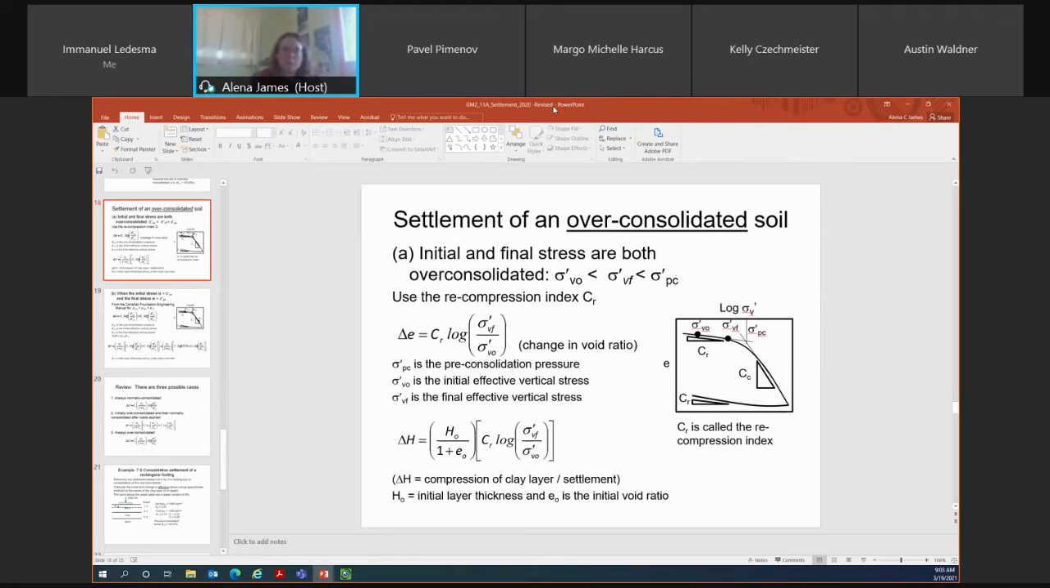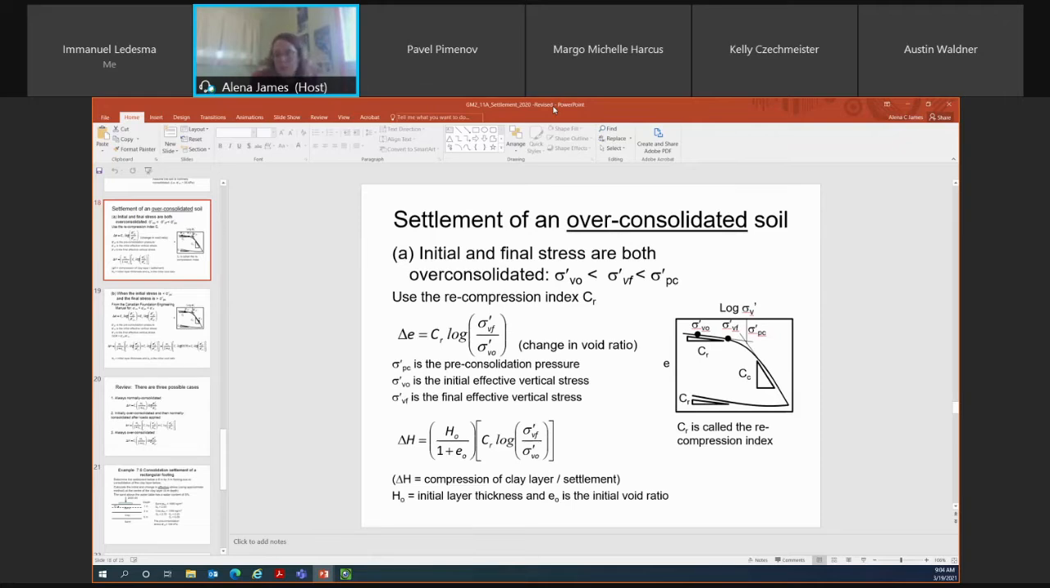That being said, settlement for a normally consolidated material is always much, much larger than it is for an over-consolidated material. And that's because your CC and your CR values are very different. Your CC value is the slope of the steep portion of your consolidation curve. So your CC value is always much greater than your CR value. Therefore, the settlement associated with the normally consolidated material is always much greater than over-consolidated material.